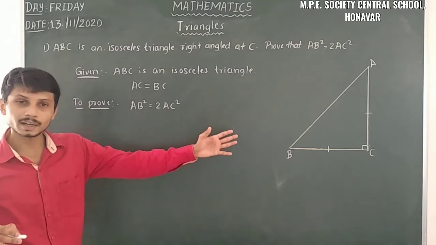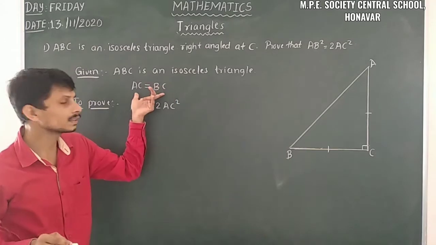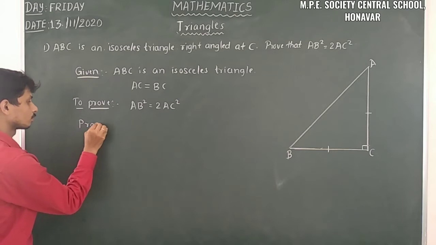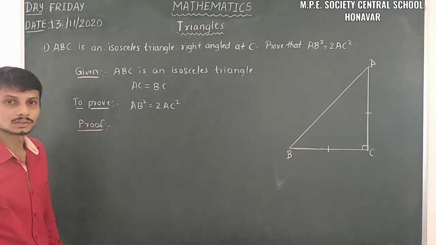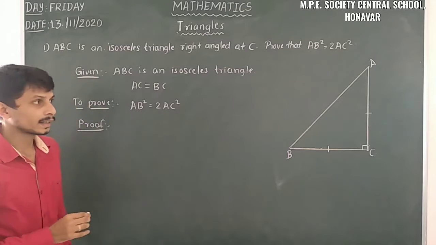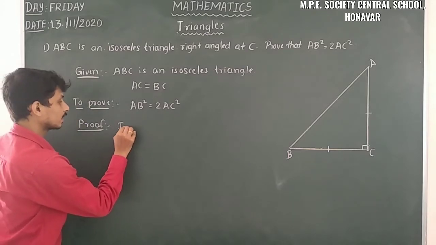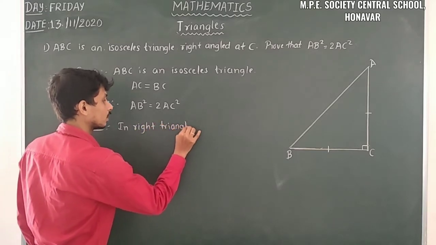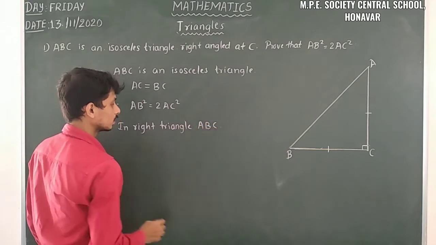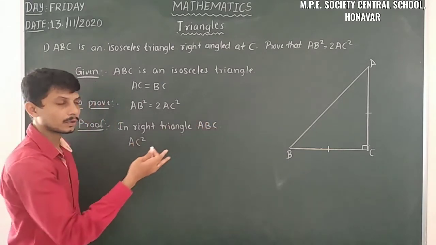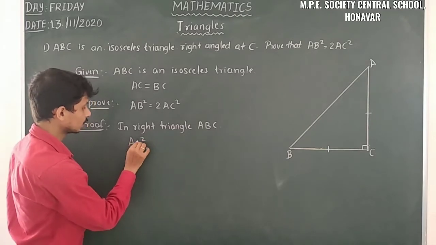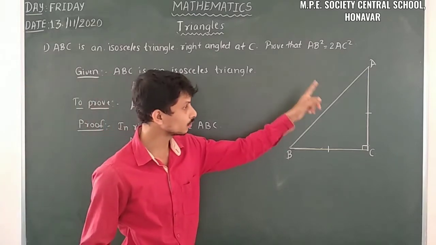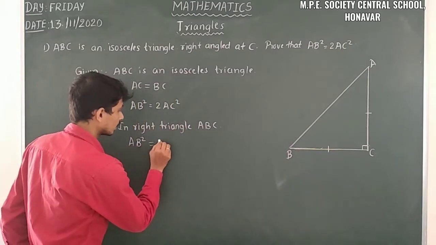Here just observe, it's a right angle triangle, so apply the Pythagoras theorem and apply this equality, and we get the result. So the proof. In right angle triangle ABC, AB is the hypotenuse, so AB square is equal to AC square plus BC square.